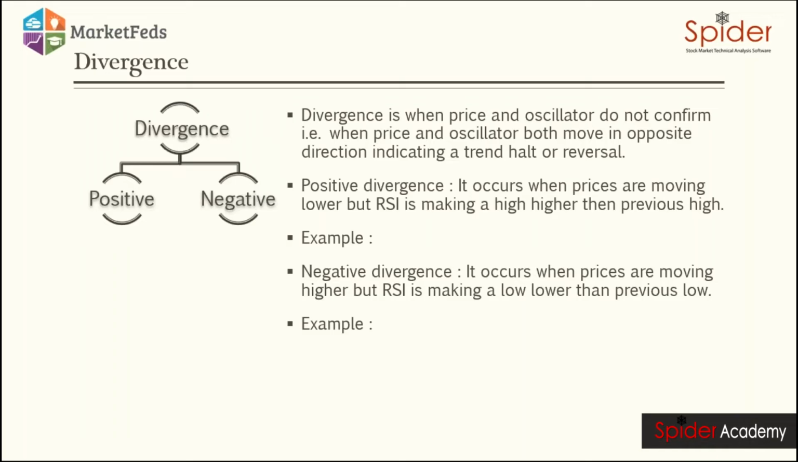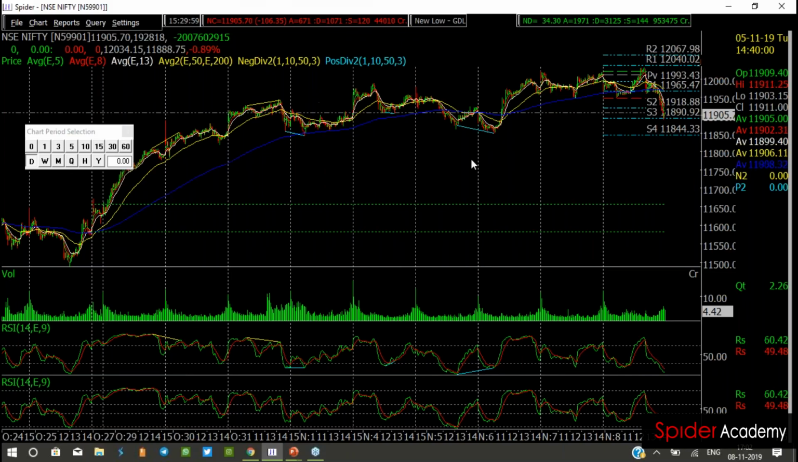Similarly, let's look at negative divergence. Your negative divergence occurs when prices are moving higher, but the RSI is making a low lower than the previous low, which again we see over here, right? There is a negative divergence and it went down. And you could have easily booked in your profits over here, seeing a negative divergence and taken a counter trade against the trend. So far, so good for everybody.